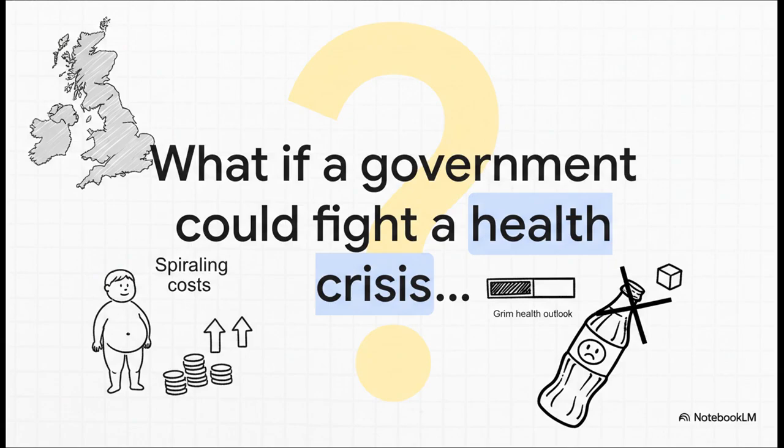So just imagine for a second, you've got a country facing a pretty serious obesity crisis, especially with kids. The costs are just going up, and the future health of the population is, well, not looking great. What's the first solution that pops into your head?